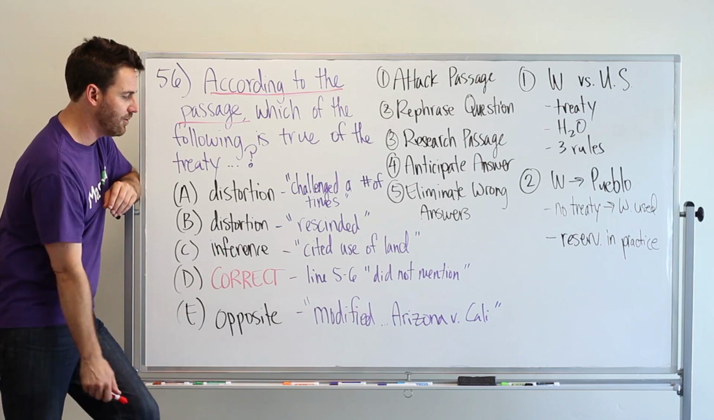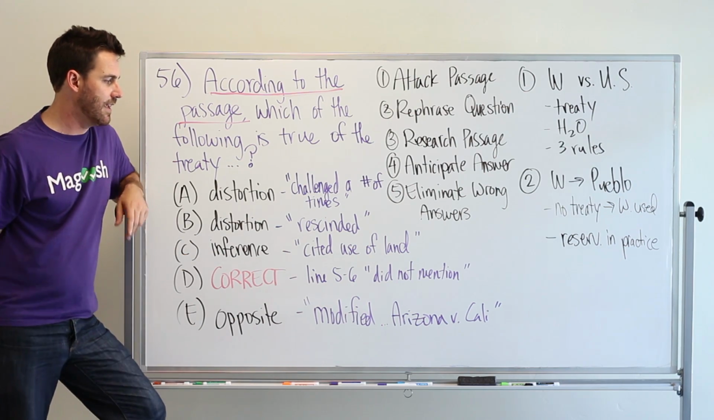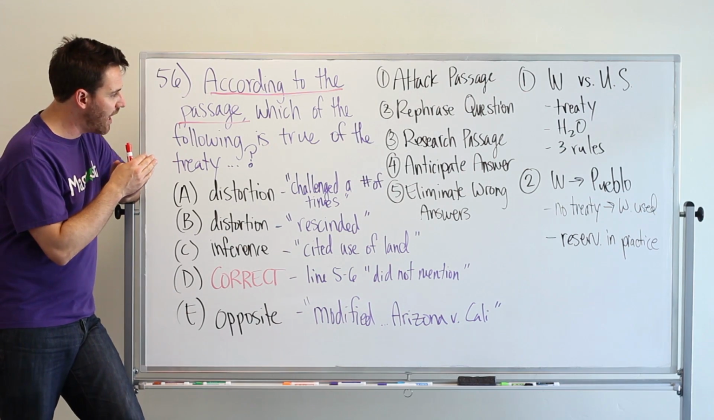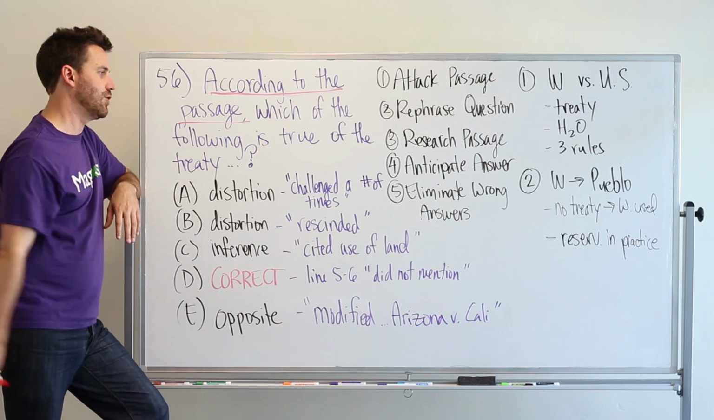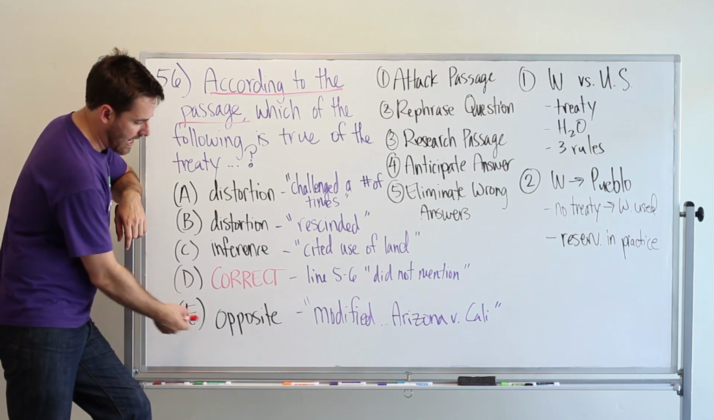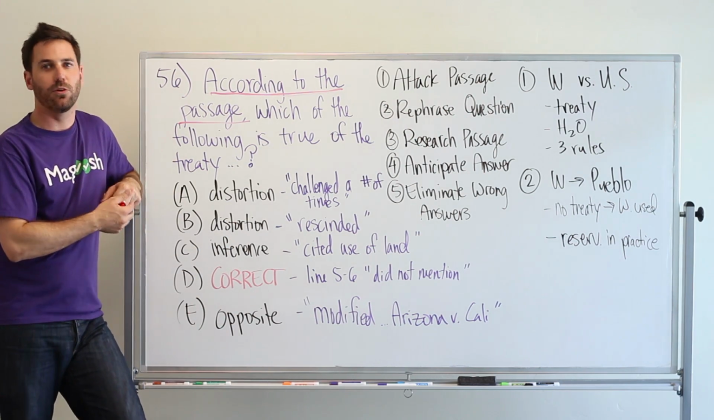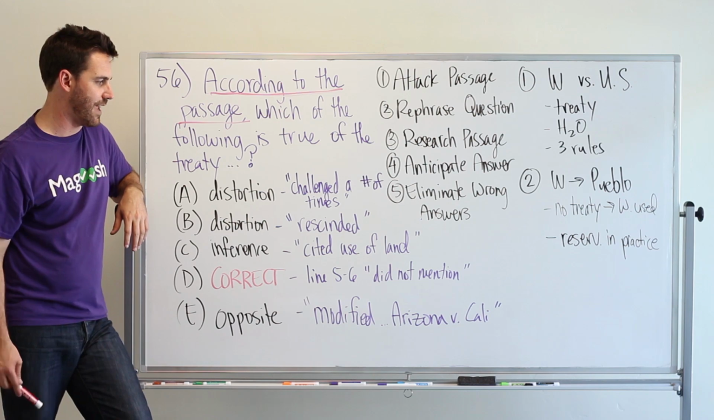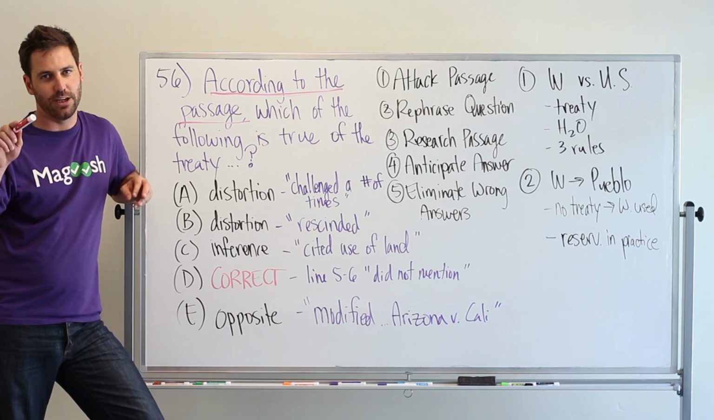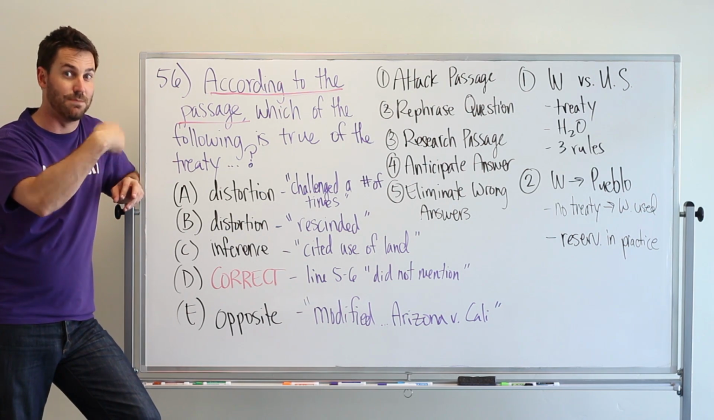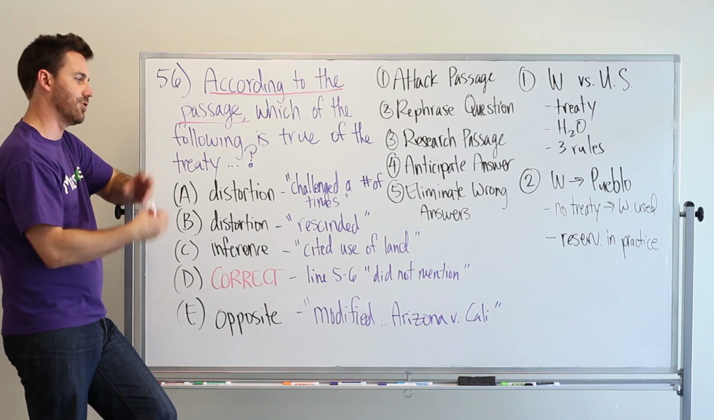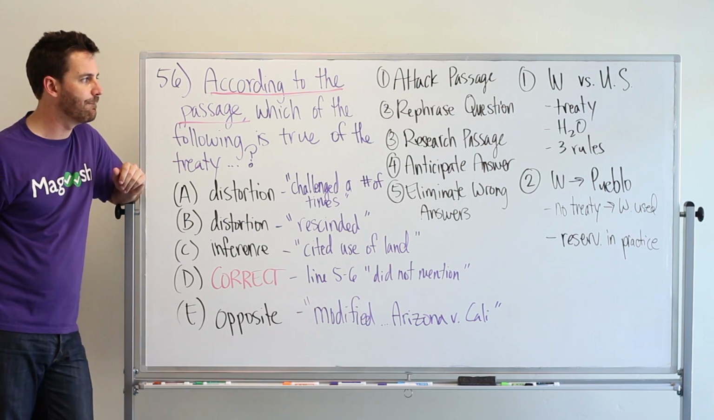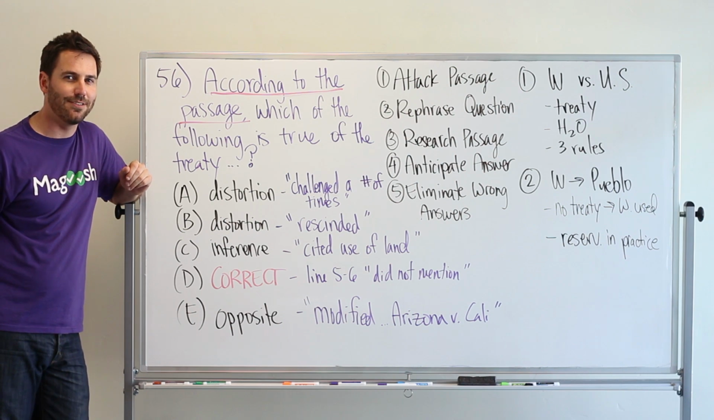D is the correct answer. We can look to lines 5 and 6. It said that they did not mention water rights. That is a perfect response to this question. And then finally, E is the opposite of what we're told in the passage. It said that it modified the Arizona v. California decision, but if you look in the passage, it says the opposite. It said it was buttressed, or supported, by Arizona v. California. All right, any questions?